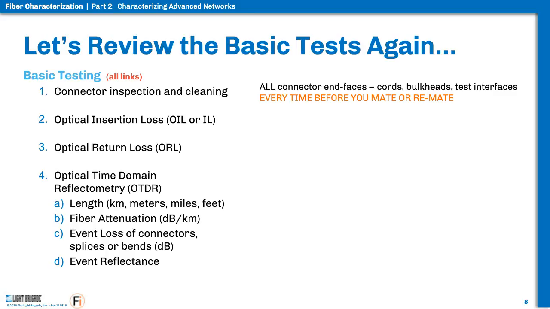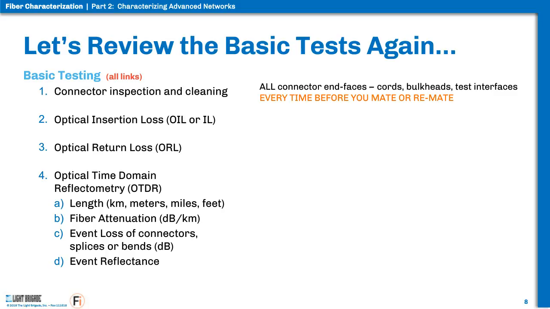And remember, there's not a loss through a connector. It's always a pair. So you're always dealing with two connectors that are mated together, so you have to make sure both of those are inspected and clean. And that's not just the connections on your network, that's also the connections on your test interfaces and any patch cords or access test cords that you're using to get into the network.